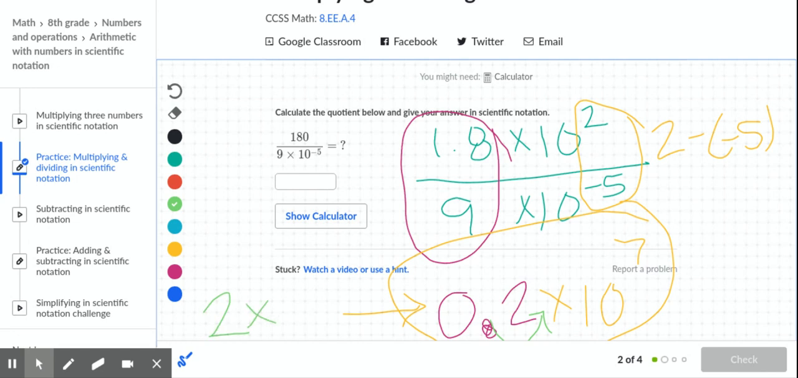When I move my decimal, my number gets bigger. So to keep this balanced, I'm going to bring this down 1. As your number gets bigger, your exponent gets smaller. If your number went the other way and got smaller, you'd make your exponent bigger. So I can finally write this as 2 times 10 to the sixth.